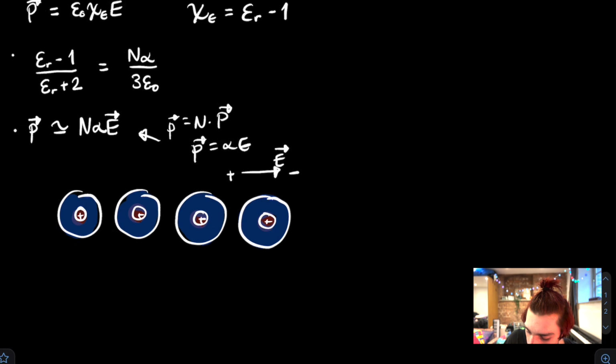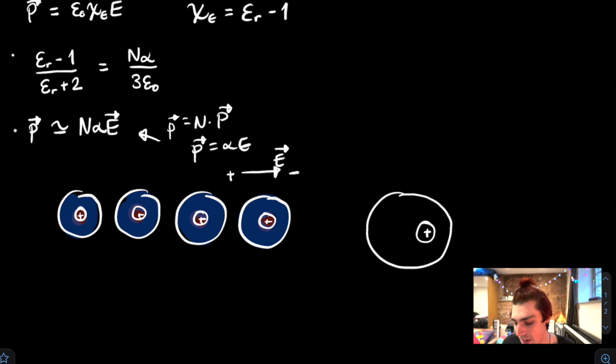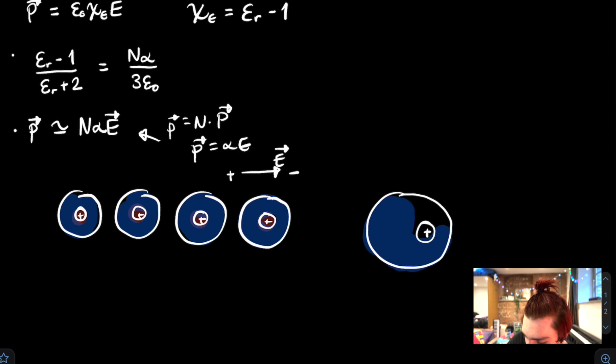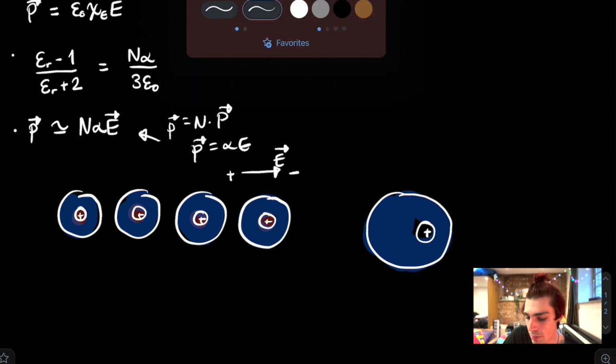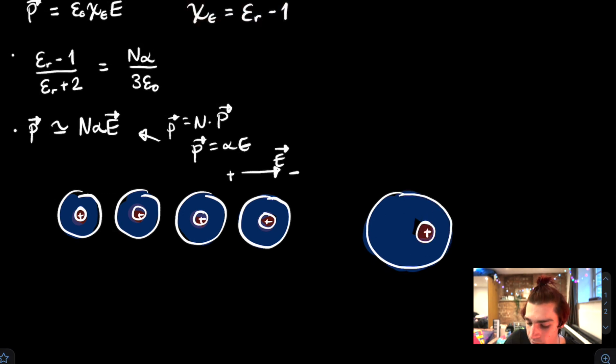The electron cloud would be distorted towards the positive side, and the nucleus would be distorted towards the negative side. So we'd actually end up with all of our atoms looking a little bit like this. We'd have this off-center position of the nucleus with respect to the electron cloud, because the nucleus, which is positively charged, would be attracted to the negative side of the electric field, and vice versa for the electron cloud. And this only happens when the electric field is turned on.